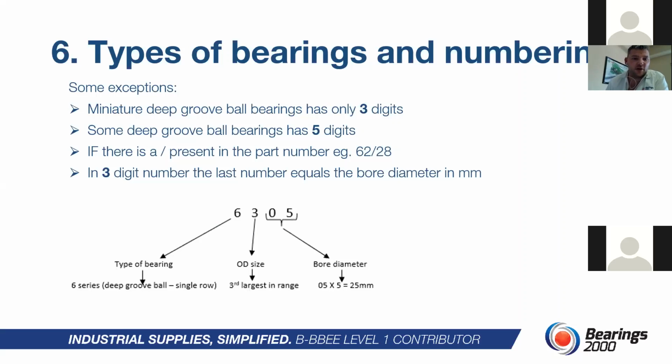Okay, just an example of a part number, it will be 6305. So the 6 gives you the 6 series, which is a deep groove ball bearing single row. The 3 is the OD size, the outside diameter size, and that will give you the 3rd largest in the range. And the last 2 numbers, you times by 5, and that will be the inside diameter, the bore size of that bearing.